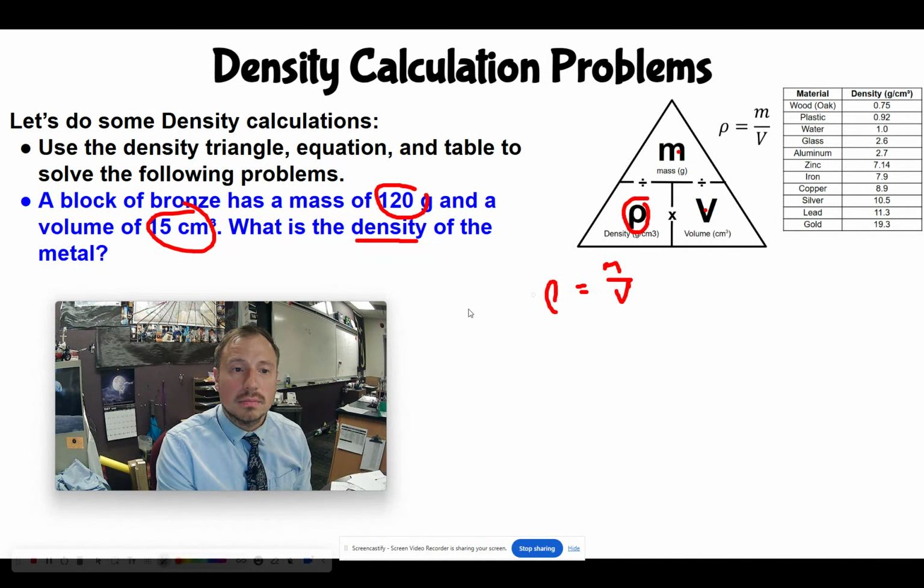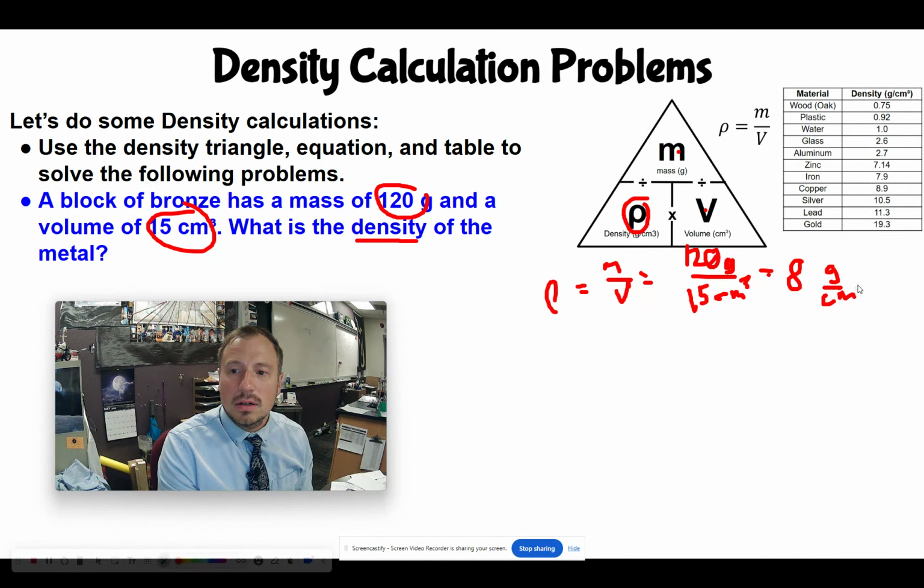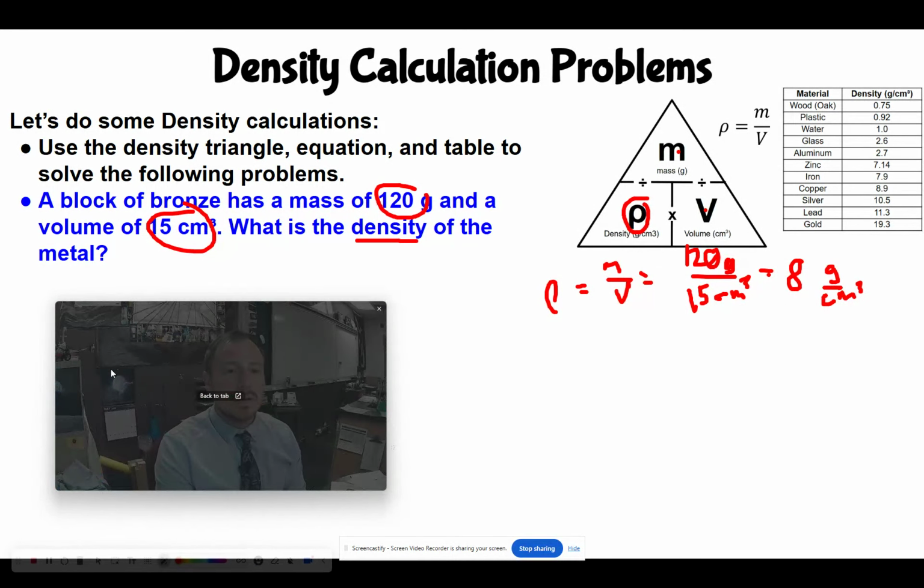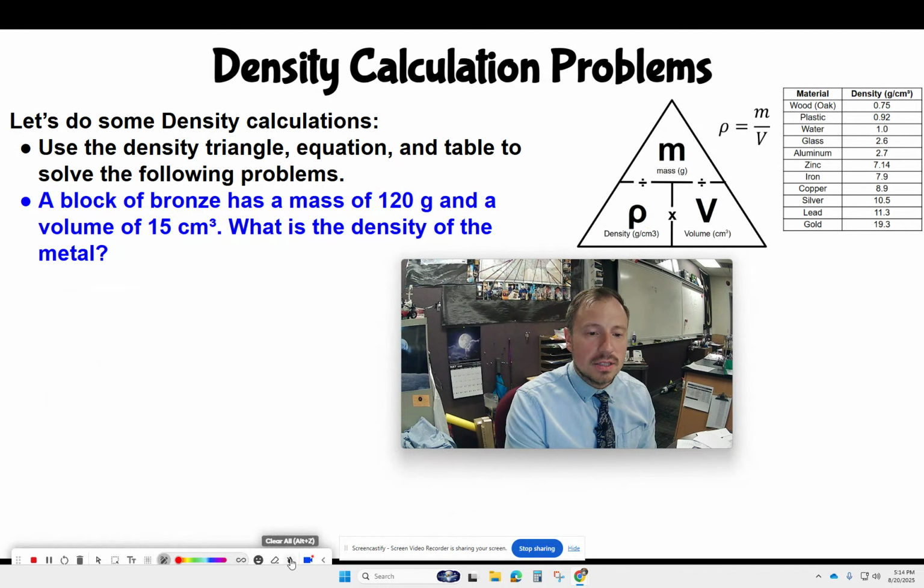So that's 120 grams divided by 15 centimeters cubed. And that's going to be 8 grams per centimeter cubed. Okay, that's a fairly easy one.